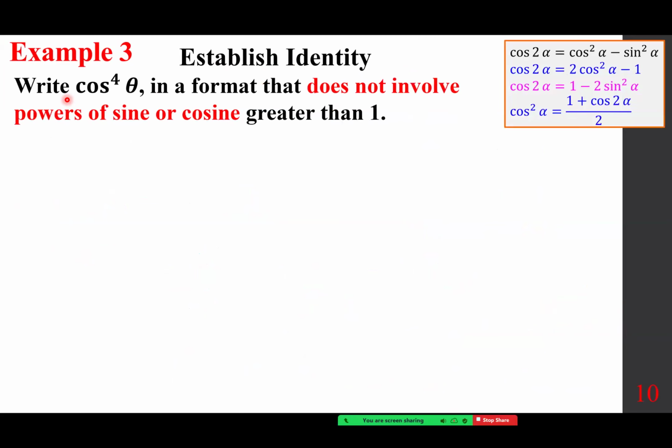Example 3, let's establish an identity. Write cosine to the power of 4 theta in a format that does not involve powers of sine or cosine. Let's see how we do that. So cosine to the power of 4 is cosine squared, squared. Cosine squared, if you wanted to involve cosine only, is 1 plus cosine 2 alpha over 2. So this is 1 plus cosine 2 theta divided by 2.